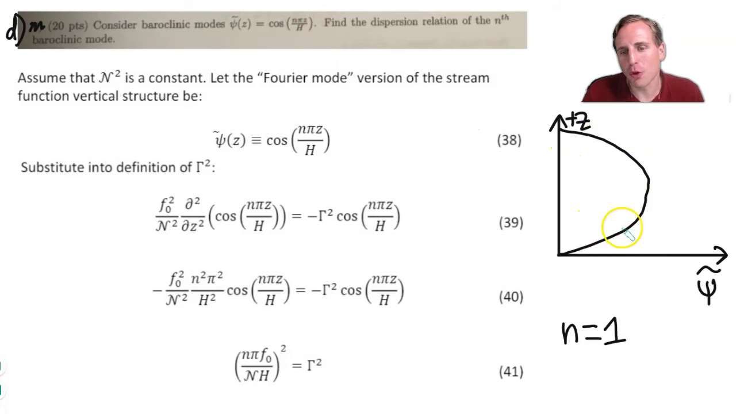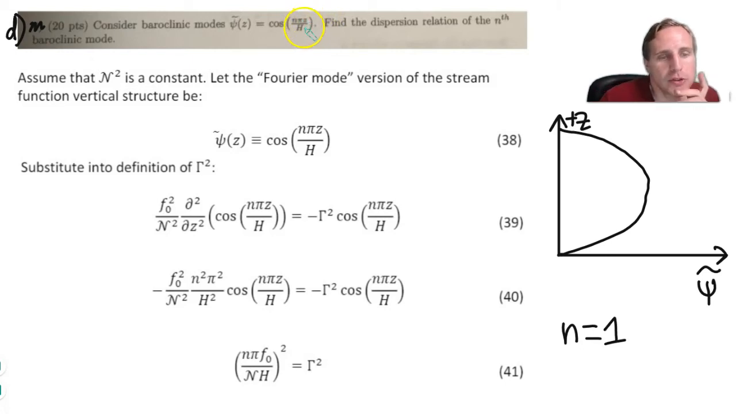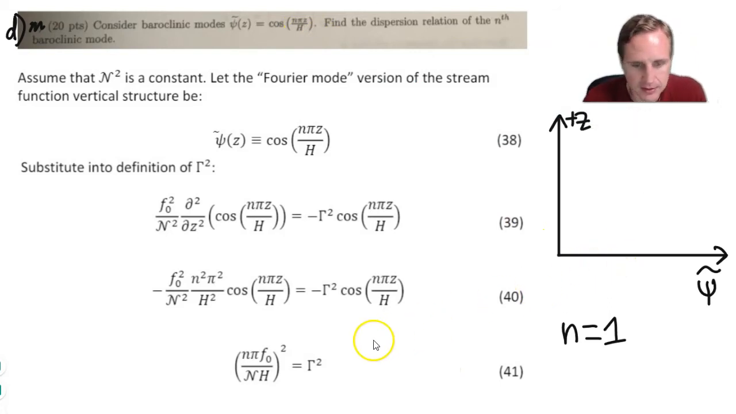I actually drew more like a sine wave here. Notice that cosine starts at its maximum value when z is 0, and cosine is at its maximum value again when we are at pi. But when I say pi, when z is equal to h, then you have n pi, and cosine of pi is -1. So really, actually, I should have drawn it like this.